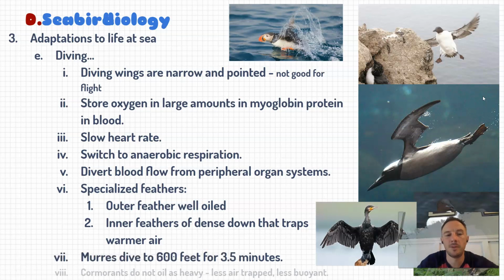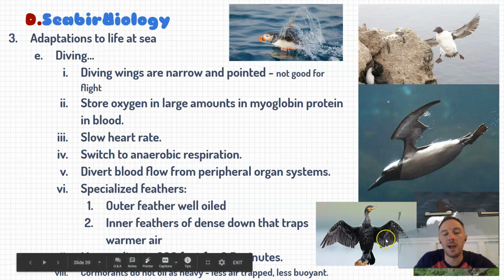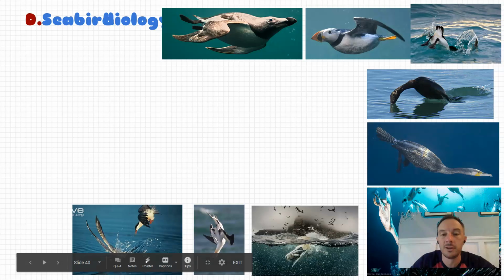So pretty amazing. Cormorants don't oil their feathers as much because they're larger birds. The oil and trapped air will make them more buoyant, and for them, that's a disadvantage. So they don't oil their feathers. They put their wings behind their backs. They use their big feet underwater. They're not as well adapted or as specialized as the murres. And because of that, they have to dry their feathers. So they'll come up and then they'll spread their wings out and dry their feathers off.